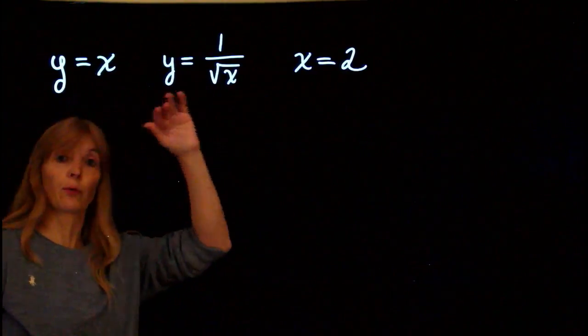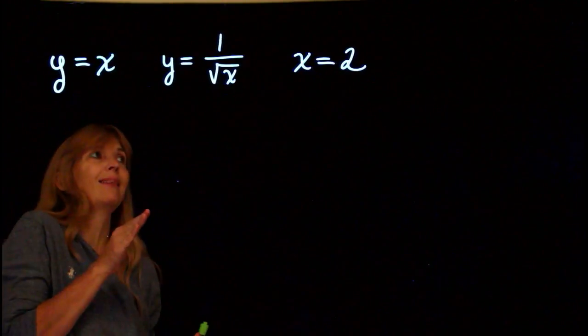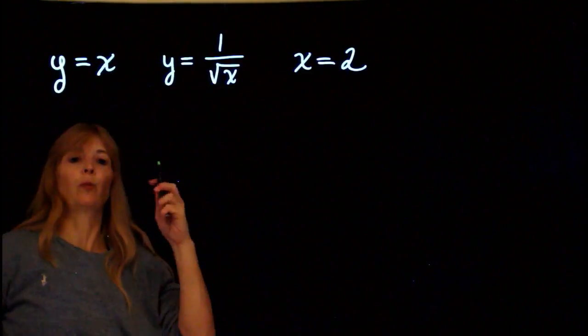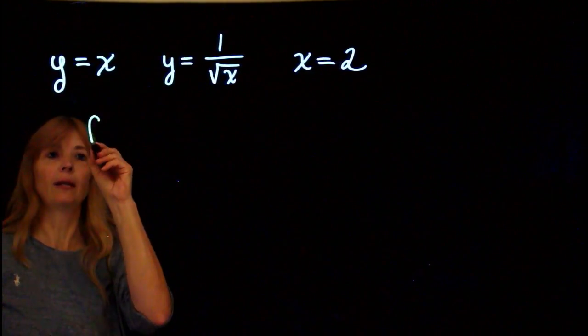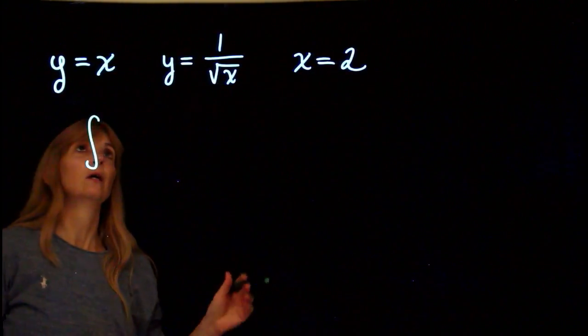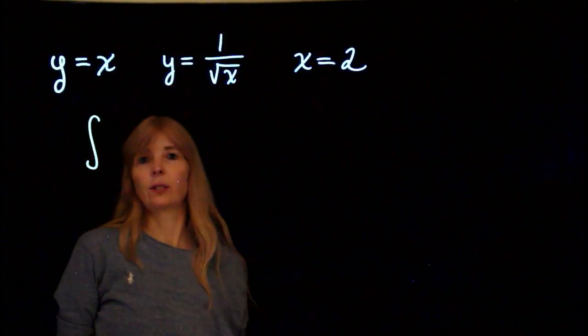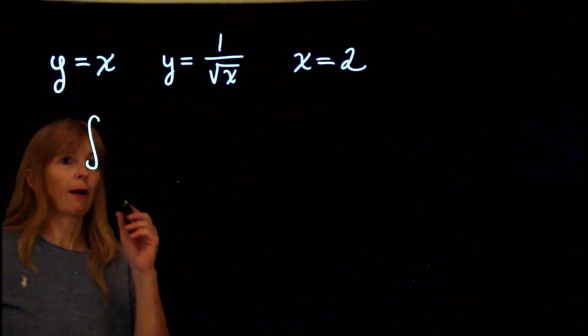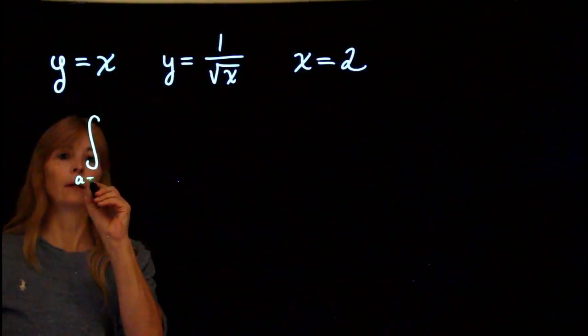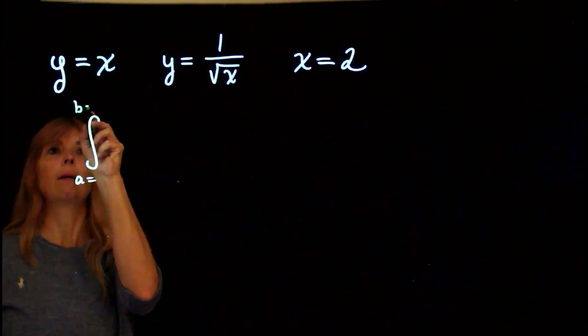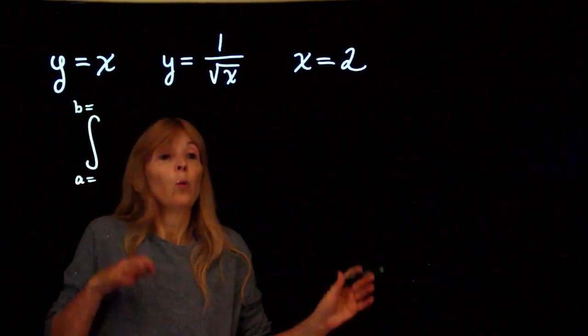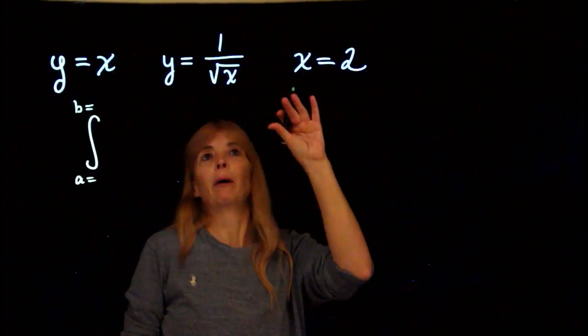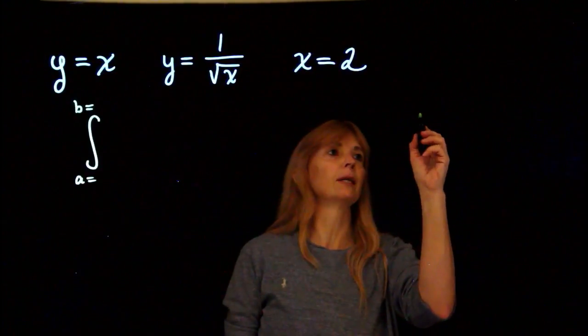Okay, I have these three equations and I want to find the area, which we know from calculus, we find the area with integration between all of these. So what I have to do is figure out my A, the lower limit, and my B, the upper limit. Well, the only way to do that with this information is to just flat out graph it.